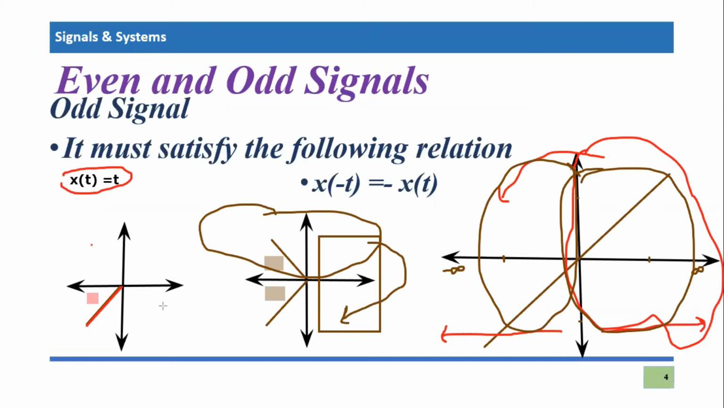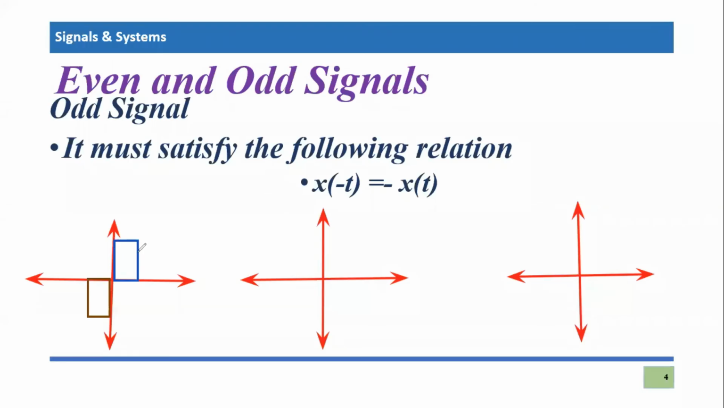If you fold the positive x-axis value over the negative x-axis value and then fold the positive y over the negative y, then the signal will completely overlap. And if that complete overlap happens, then you will call that signal an odd signal in the graph.